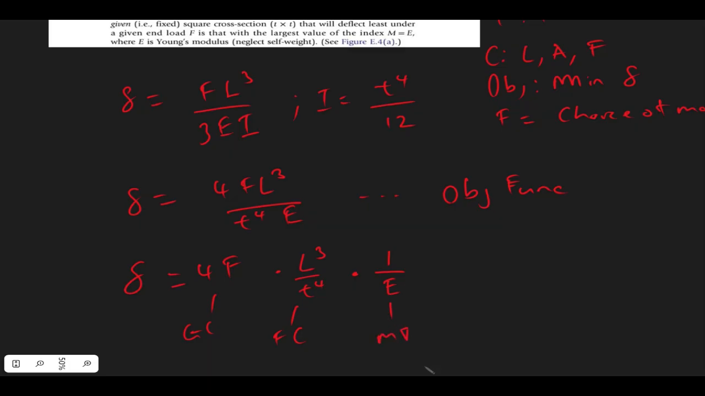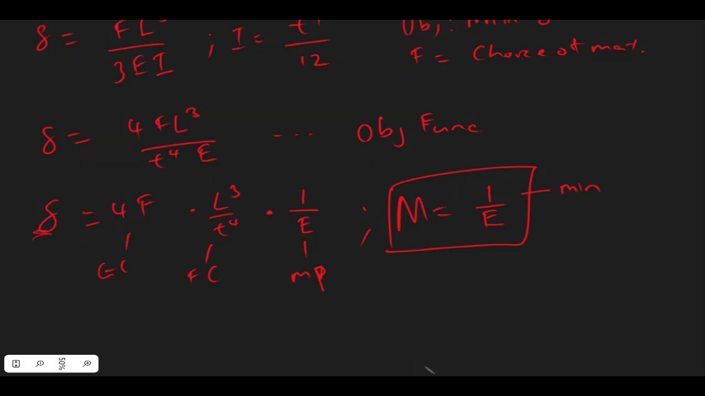So this is the geometric constraint, this is the functional constraint, and this is the material property. Therefore your material index M is equal to 1 over E, because your material index is always the material property, and you're trying to minimize it, since we are trying to minimize the objective function, deflection. But I told you before that the material index is written in terms of maximization in most textbooks. So to write this as maximization, your material index M will be the inverse of 1 over E, which is E. So that's your answer. Let us go to question B.